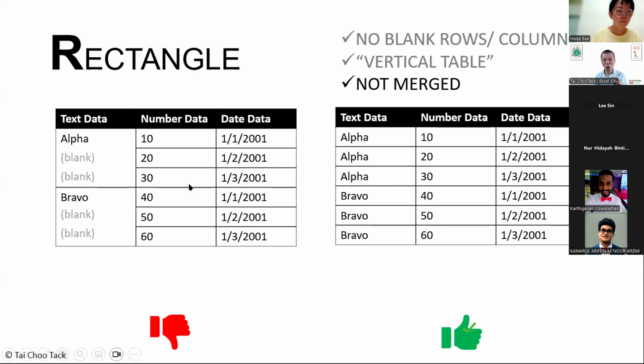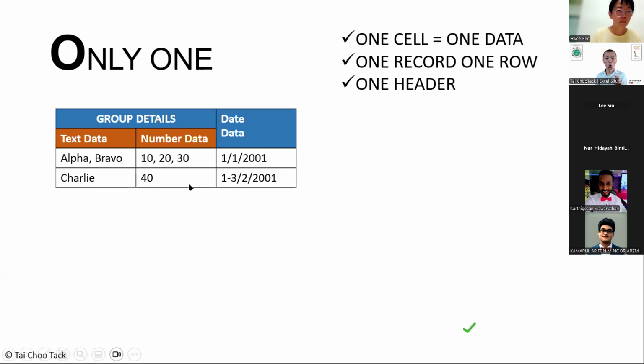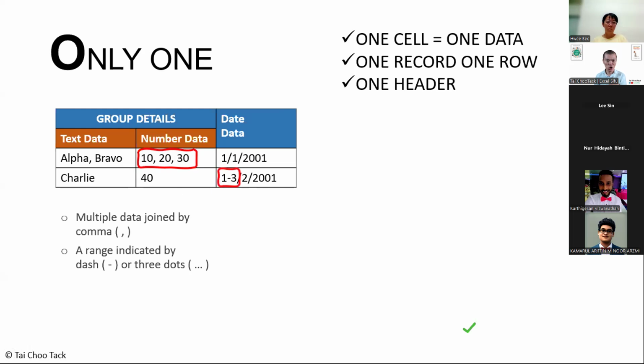Thank you. O means only one: one cell, one data, one record, one row, and one header. Sometimes the data we have looks something like this. People use commas to indicate multiple similar data. Sometimes people use a dash to indicate a range. So how do we go about this?